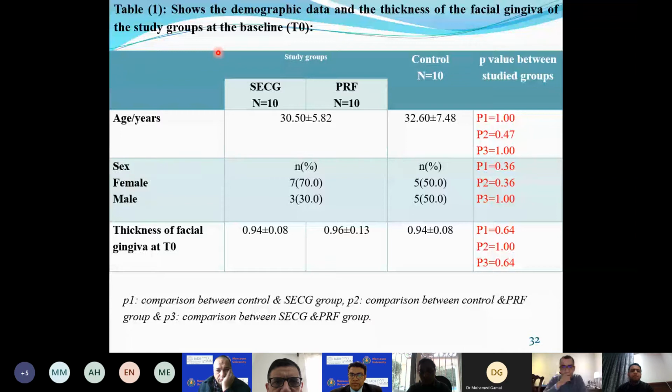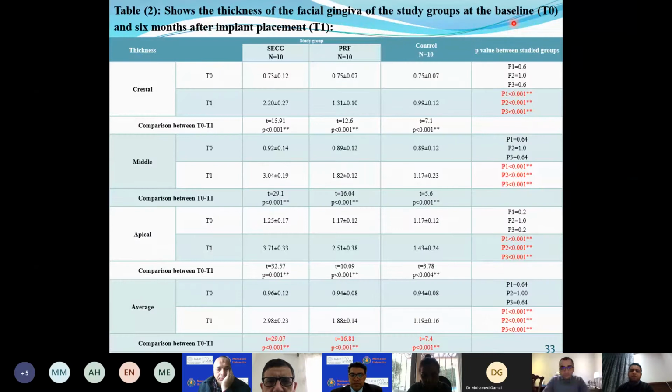Table 1 shows the demographic data and the thickness of the facial gingiva of the study groups at the baseline T0. There was no significant difference between the study and the control group patients as regards age, sex, and the thickness of the facial gingiva at the baseline T0. Table 2 shows the thickness of the facial gingiva of the study groups at the baseline T0 and 6 months after implant placement. There was significant difference between the thickness of the facial gingiva in all groups. Also, there was significant difference between both sides of the study group and the control group patients at all points of assessment at T1.